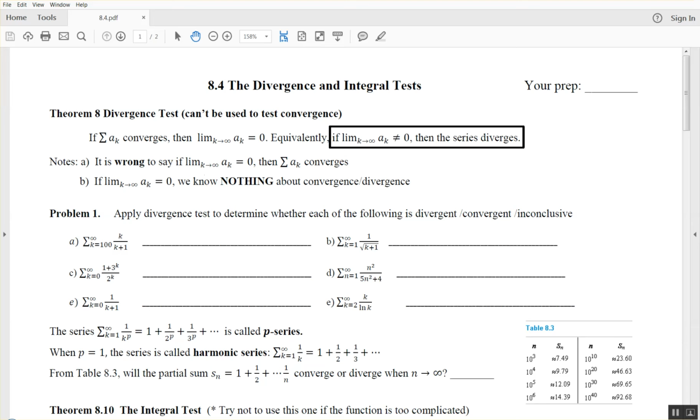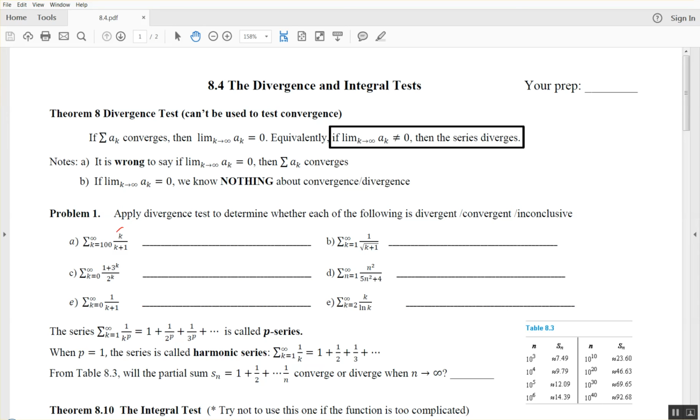So make sure that, like I said, many students use it incorrectly. Usually the incorrect application is this: they claim that when the limit is 0, then the series converges. This is totally not true. You don't think that if this is true, then that is true. This is incorrect. In fact, if the term is approaching 0, we know nothing about convergence or divergence. It will be inconclusive.